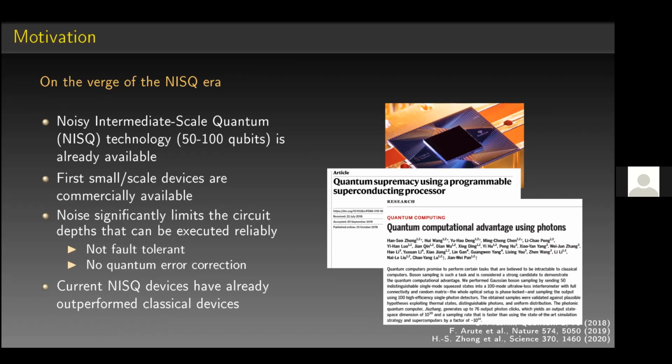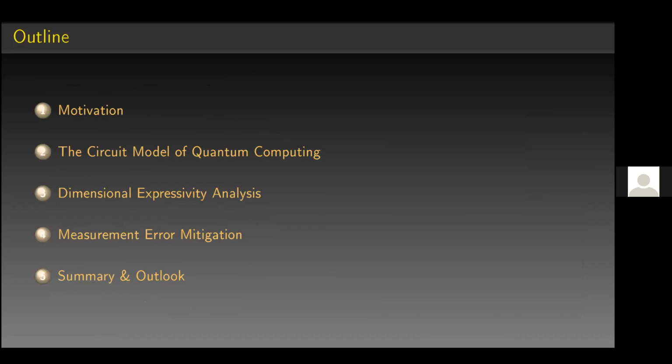But still, there are certain limitations. You suffer from all this noise and so on. So what I would like to discuss in the talk today is two strategies that might help to circumvent this problem to a certain extent, namely dimensional expressivity analysis, which is a tool for designing optimized quantum circuits for these small-scale devices, and measurement error mitigation. So a type of classical post-processing of the data after the final measurement on the quantum device, which allows us to get rid of some of the errors.